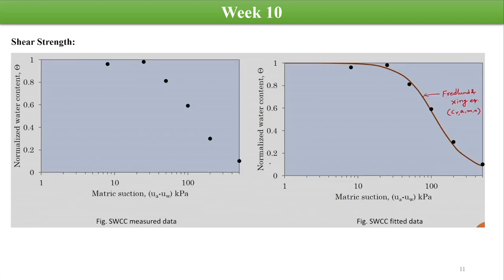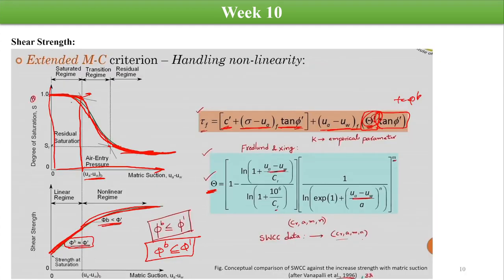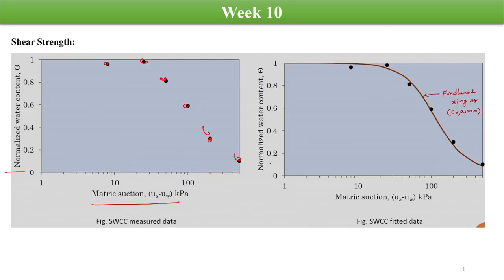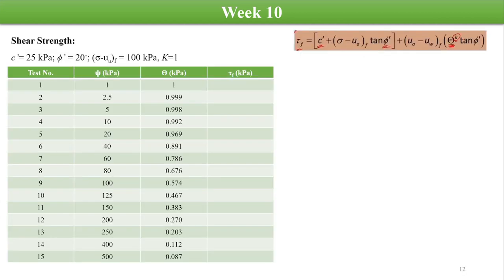Okay, so here it is plotted in normalized water content versus matric suction. These six data points are plotted here, and based on the Fredlund and Xing model, a curve is fitted to these data points by optimizing the values of Cr, a, m, and n. So here we'll solve a numerical based on this equation which we have studied.